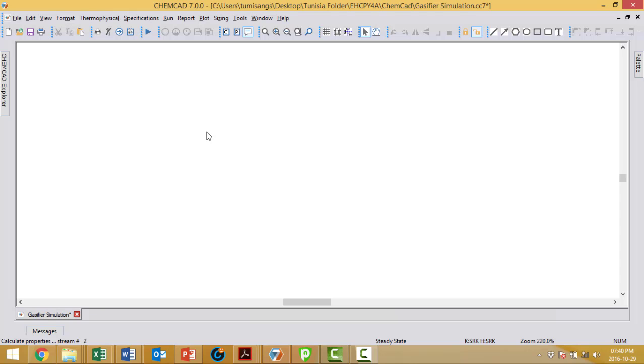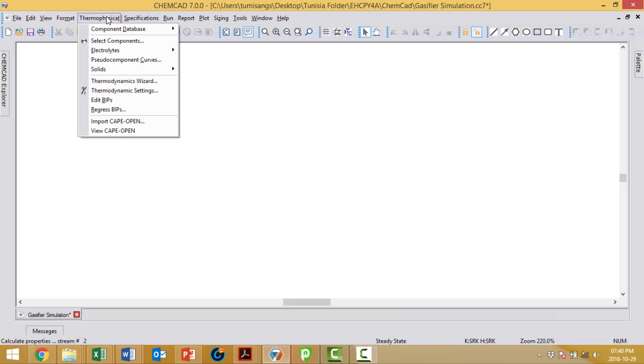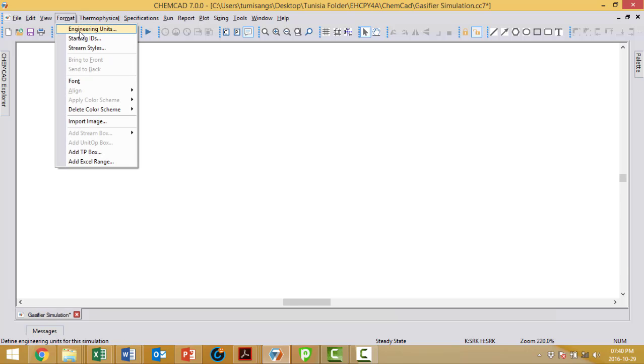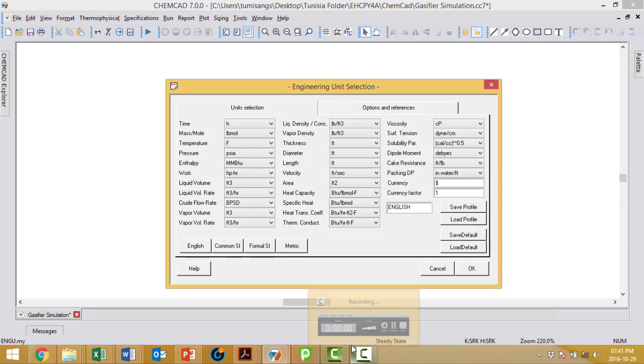You would remember from the Chemcad training videos that the approach is to start from left to right as you build your simulation. The first thing that we will do is start with the engineering units. As you can see here, the default is English units. We will use common SI, and then let's check. We want our time in hour, mass in kilograms, temperature in degrees Celsius, pressure in bar, energy is fine. Everything here I am happy with.